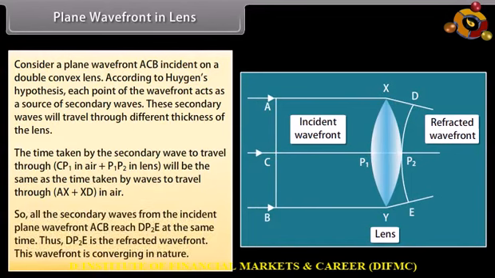So, all the secondary waves from the incident plane wavefront ACB reach dP2E at the same time. Thus, dP2E is the refracted wavefront. This wavefront is converging in nature.